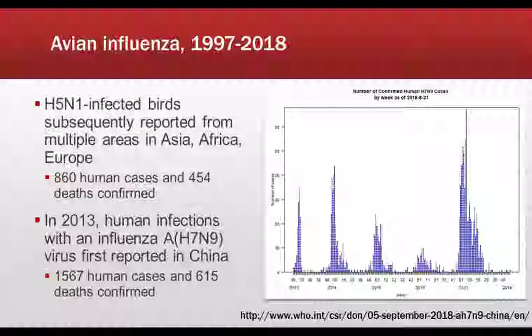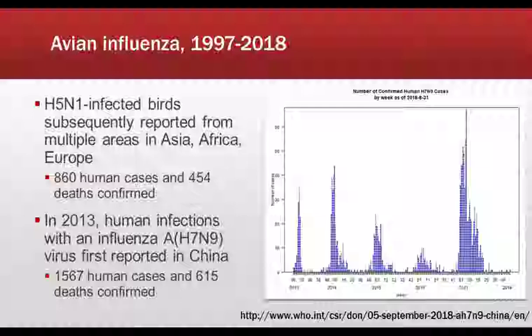Nonetheless, over the subsequent 20 years, H5N1 infected birds were subsequently reported not only from Hong Kong, but through various areas in Asia, Africa, and Europe. Birds fly, and there were a number of human cases, and again, you can see the high deaths due to H5N1. But again, 20 years later, it has not become a pandemic strain.